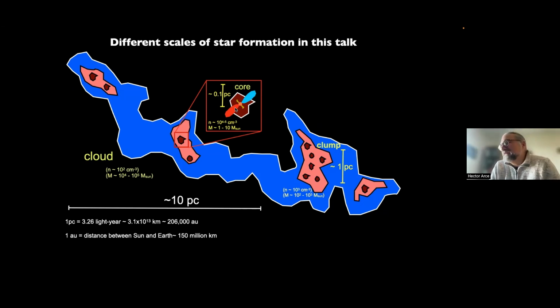And if we go into smaller scales, we then see the protostar surrounded by a disk. I won't be talking about that specifically, but I'll touch lightly on the disks in this talk. So you can see that from this picture, we're going from 10 parsecs to 0.1 parsec and even smaller. So more than 2 orders of magnitude in range of scales.